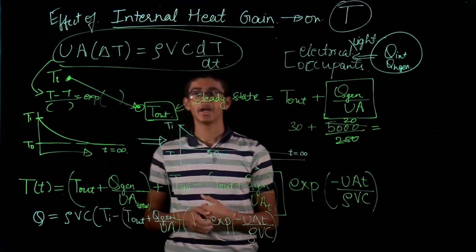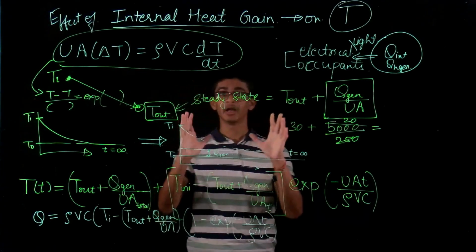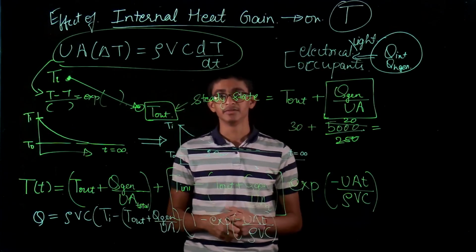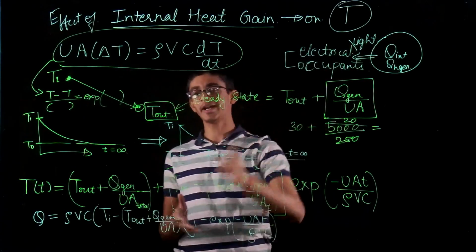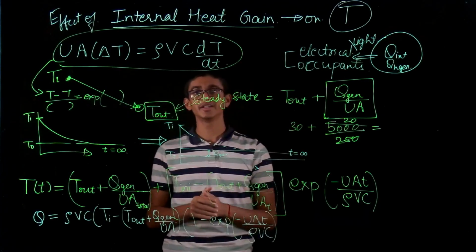That's the only change. I hope you have understood the difference and the effect of internal heat gain. It is very important, because in all our buildings right now there is obviously continuous internal heat gain from equipment, because lights are always on inside our buildings. So understanding the effect of internal heat gain is very important.